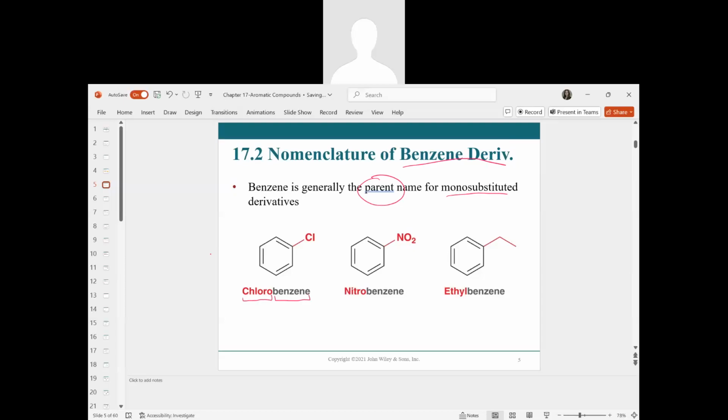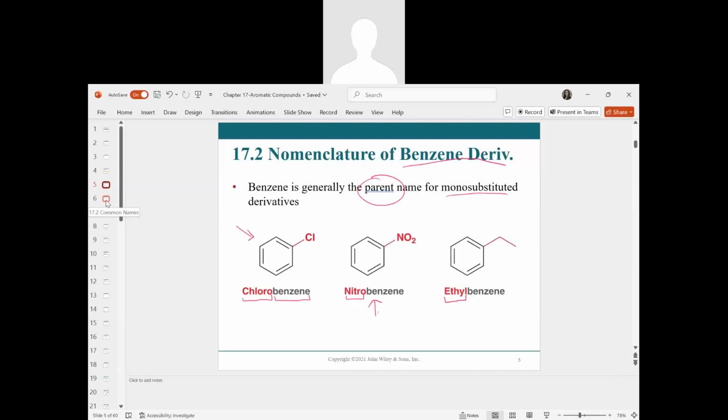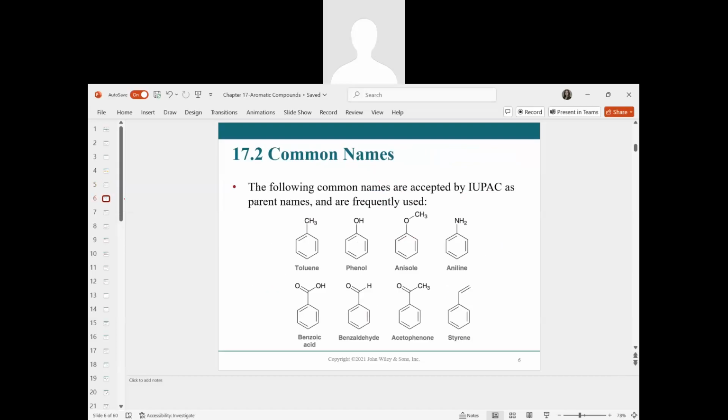So this first compound is chlorobenzene. Then we have a nitro substituent here, so this is nitrobenzene in the middle. And our third compound has an ethyl substituent, so we would call this ethylbenzene. Again, this works well when we have only a mono-substituted benzene derivative. When we have other more complicated structures, sometimes we have to name a little differently. So we'll see that in a second.